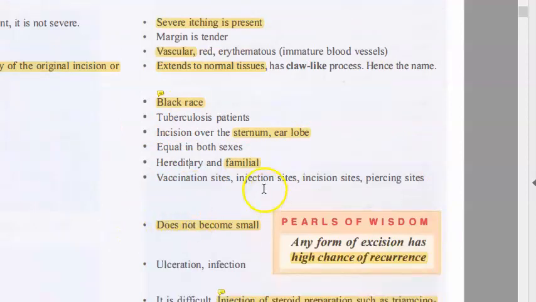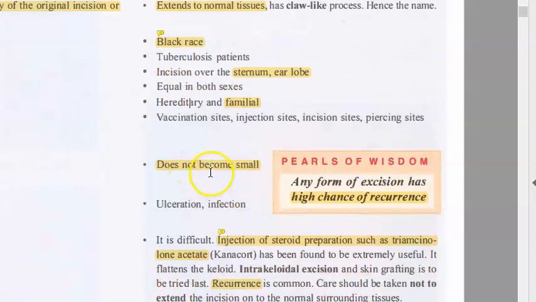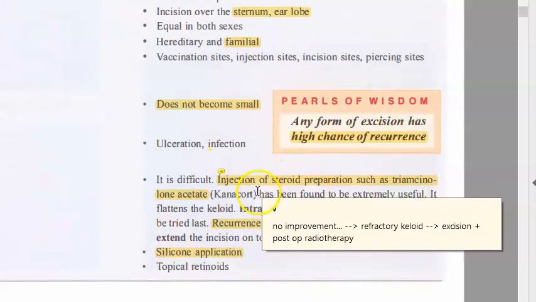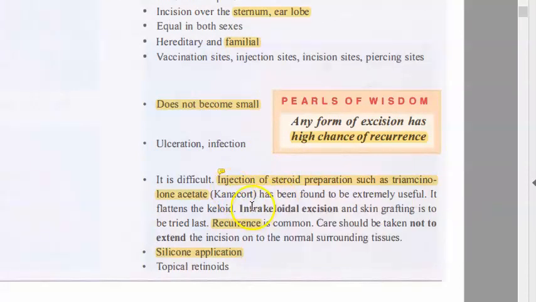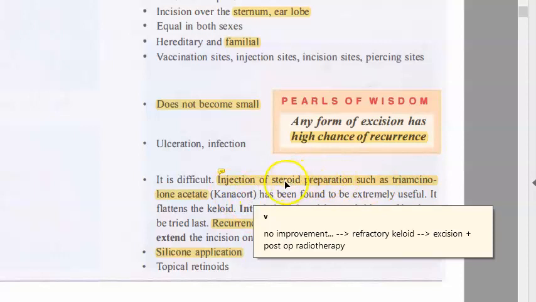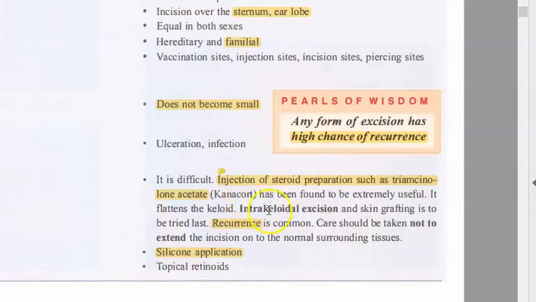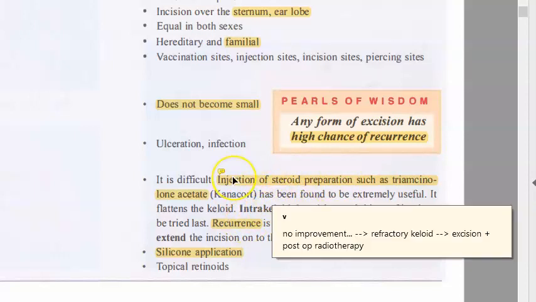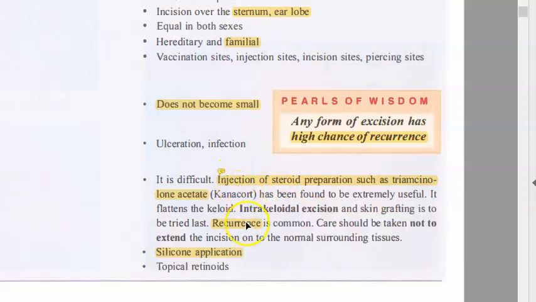Then it is usually familial. People who have lot of growth factors also it can happen. So they are having lot of growth. That's what it is. This does not become small. But if you excise, it will have a recurrence. So anyways, the only thing they're telling is triamcinolone steroid preparation they want to inject. And if it doesn't go away, they're calling it as some refractory keloid, okay. Same thing, silicone application, topical retinoids they are telling for keloid.